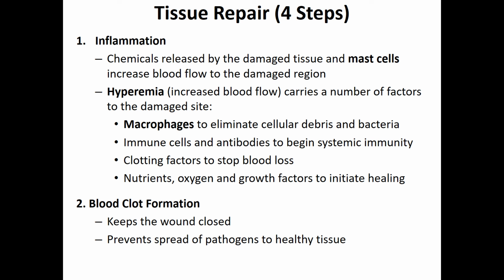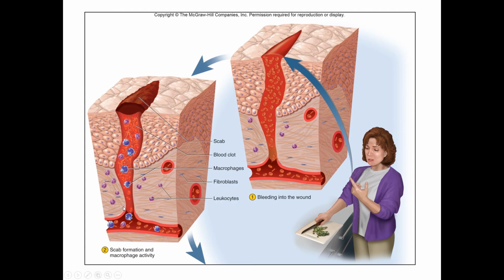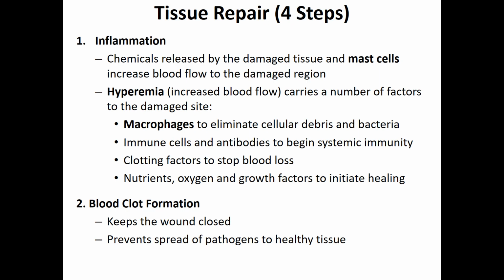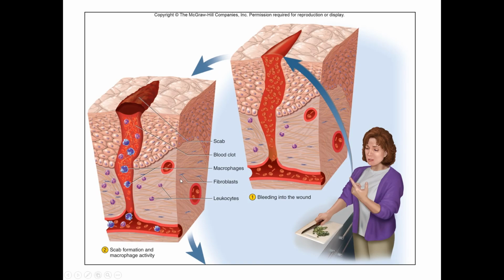In step 2, you see the blood clot formation. So right over here, you can see that blood clot forming. And of course, the main purpose of this is to stop the loss of blood in itself. It also keeps the wound closed, so it acts a little bit like a barrier to prevent pathogens or further infection from getting into that site, or to even keep any kind of an invading organism that might have made it through from spreading to other parts of the body.